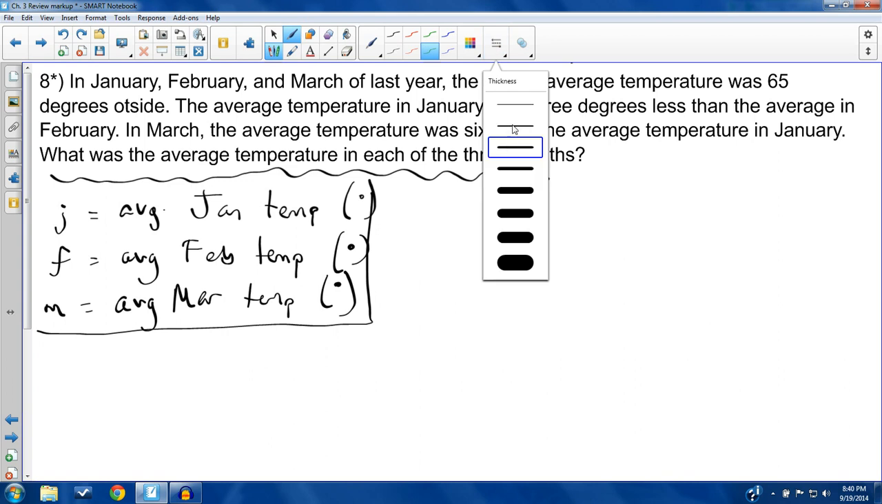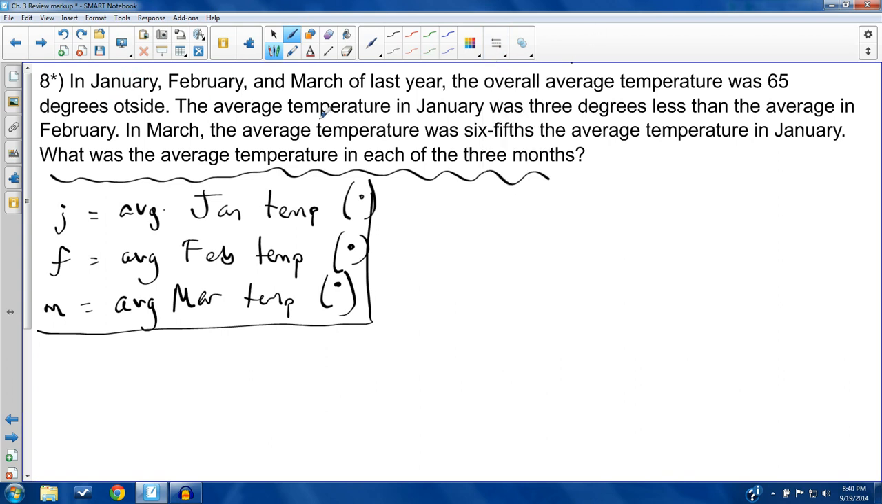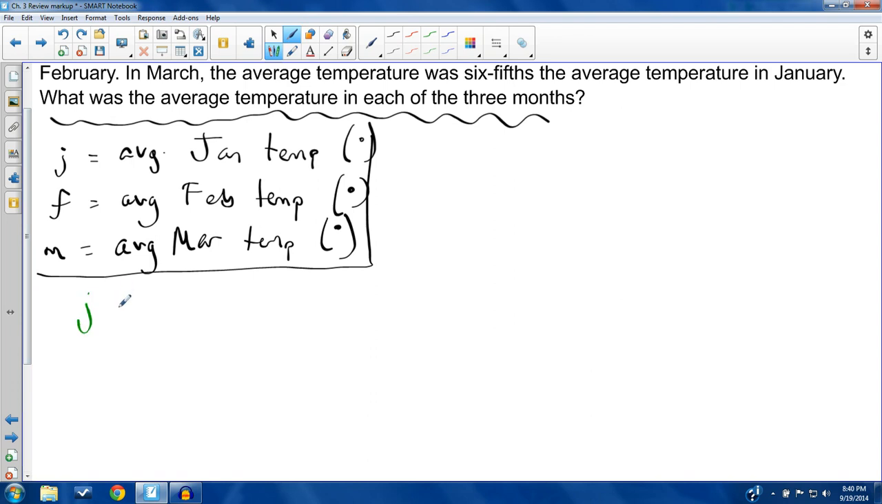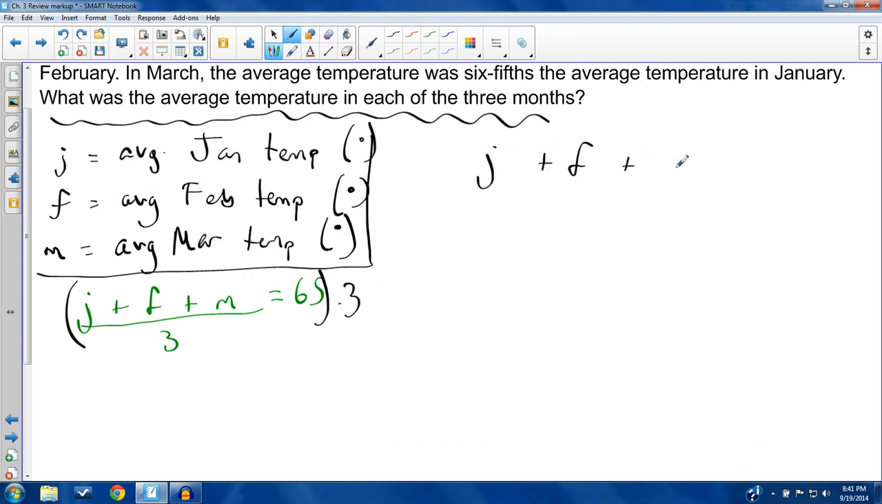Alright, let's go different color here. Let's look at the information. January, February, and March of last year, overall average temperature was 65 degrees. So here's an important thing. This isn't just adding. They do say overall, but I'm not just adding these guys to get 65. I am taking these and taking the average of them. And the average means add them all up and divide by the number of values there are. So if I'm going to write this in my official system, I don't want a fraction. Multiply both sides by 3. And we get J plus F plus M equals 65 times 3, which is 195.